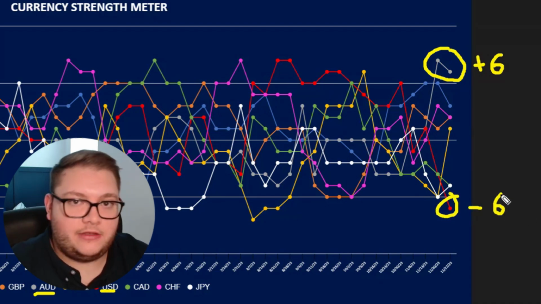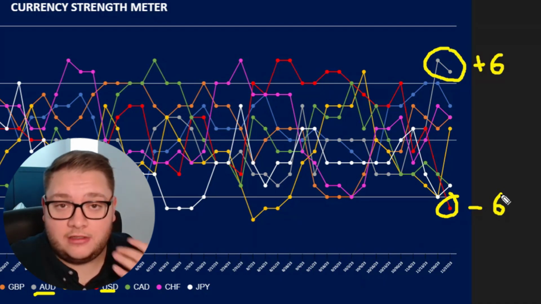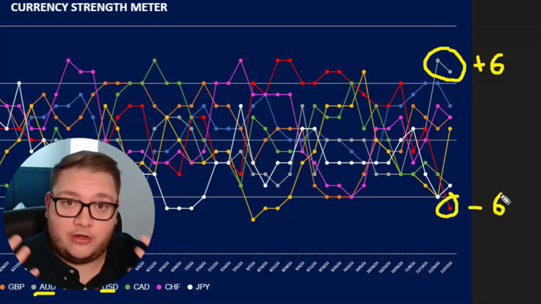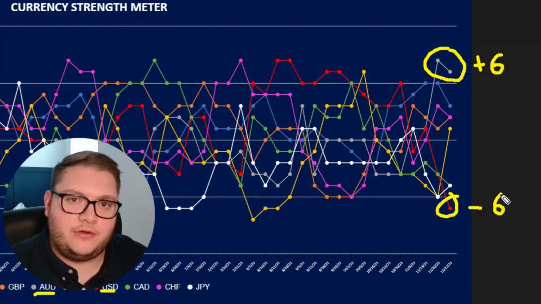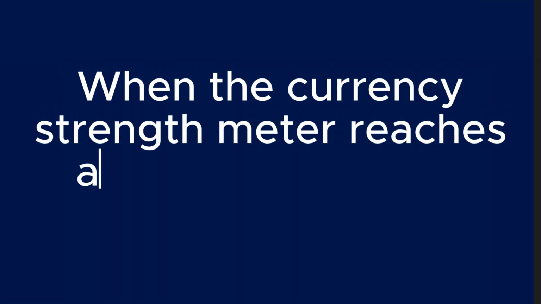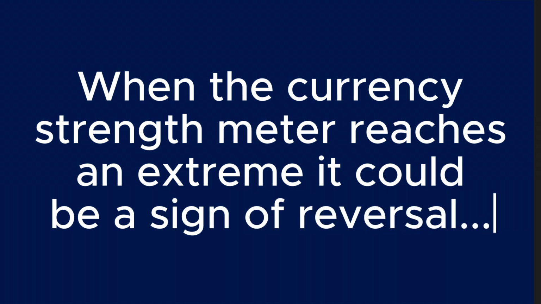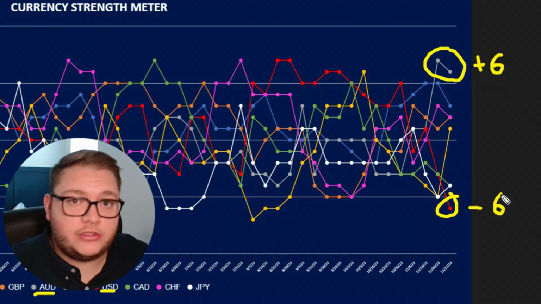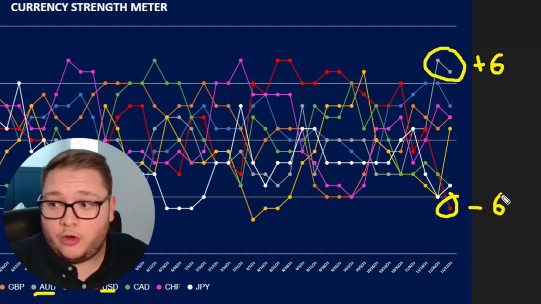So this tells me one thing, and that is the fact that the Australian dollar versus the US dollar is in an upward trend. Aussie is stronger than the US dollar. So why am I focusing on this currency pair in terms of a potential reversal? Well, it's because when the currency strength meter reaches these extreme levels, we can often see the weakness or strength of a currency reverse, and then those two currencies can converge towards each other, offering us potential opportunities.